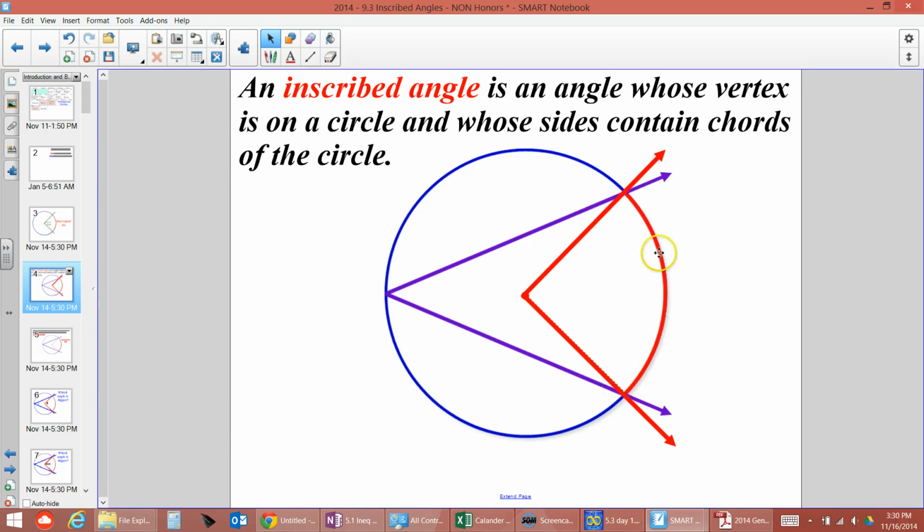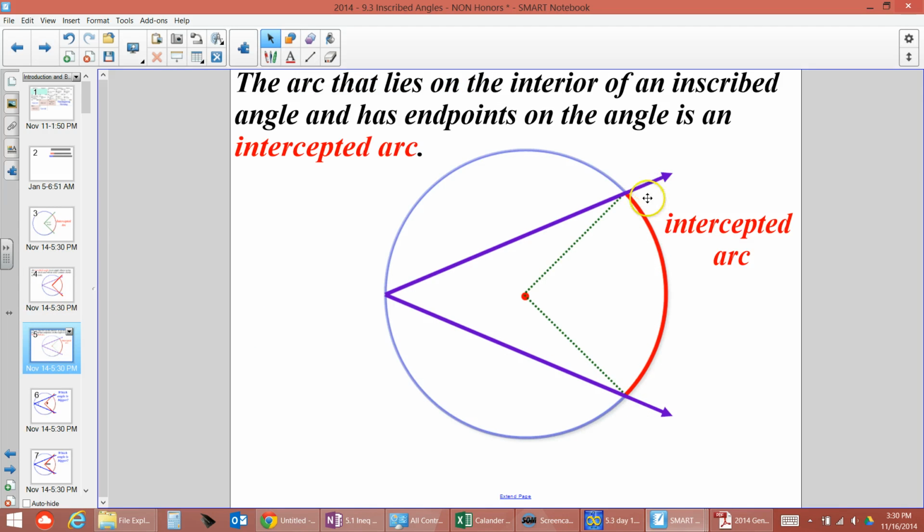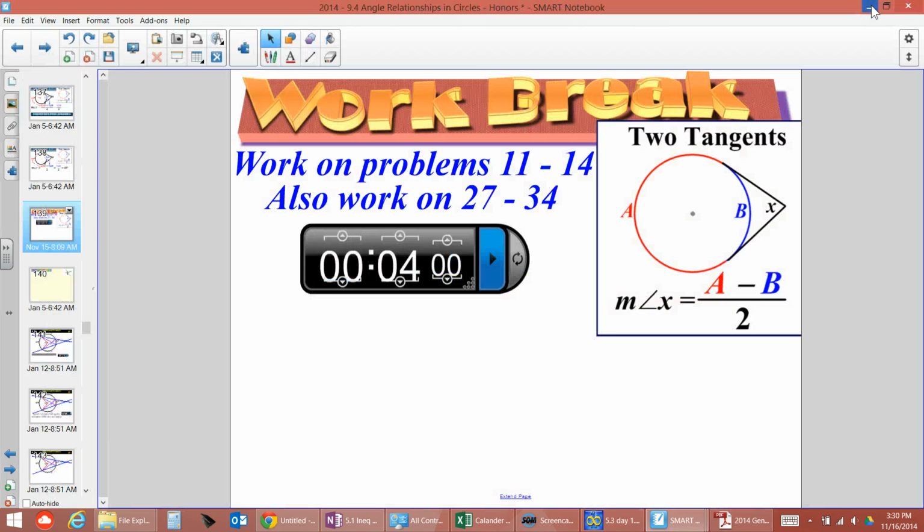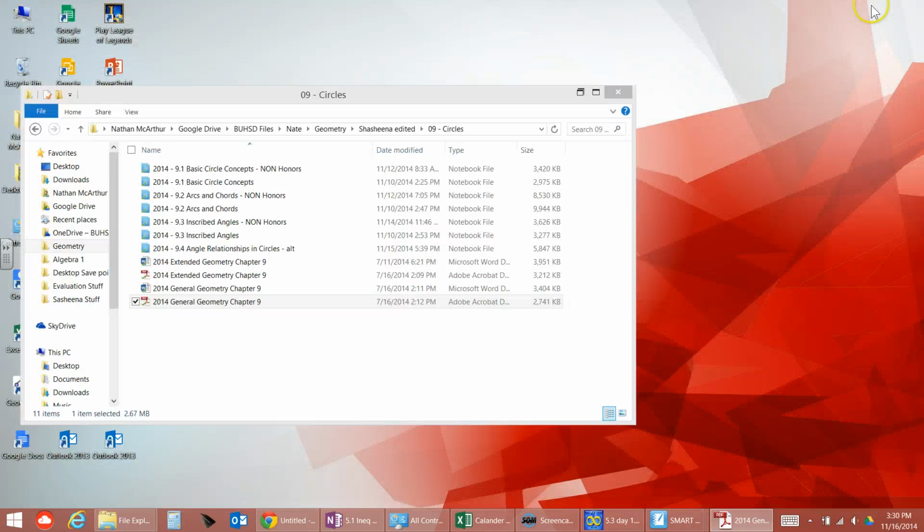Notice how the intercepted arc is the same size. It didn't change at all, so it's still called the intercepted arc. Now, instead of being a central angle, though, it's an inscribed angle.